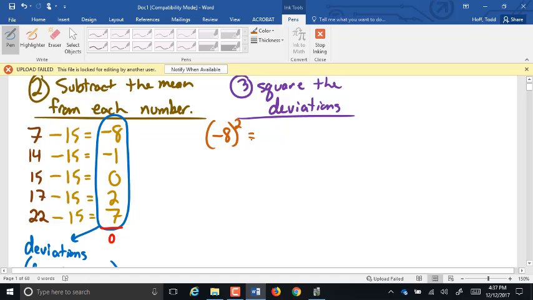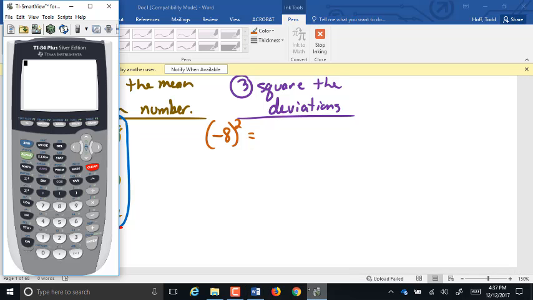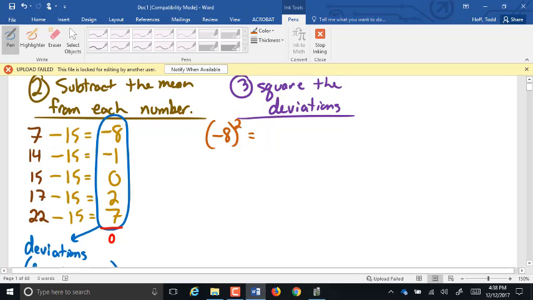Now when you punch this in your calculator, be very careful. If I just do negative 8 and squared, it's going to try to tell me it's negative 64. What's wrong with that? It's negative. Any number squared should be positive. When you put that in your calculator, negative numbers have to go in parentheses and then squared. That will give us a positive 64. So yes, negative 8 squared is a positive 64.